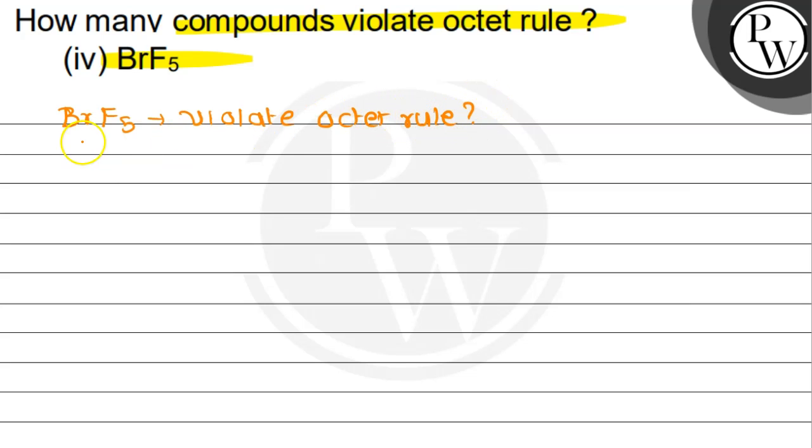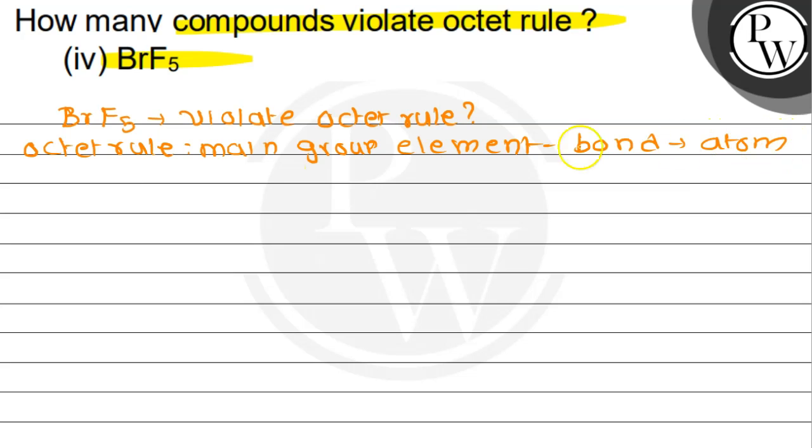So the key concept in this question is the octet rule. What is the octet rule? The octet rule is a chemical rule of thumb. What it dictates is that the main group elements tend to bond in such a way that each atom in a particular molecule has 8 electrons in its valency shell.